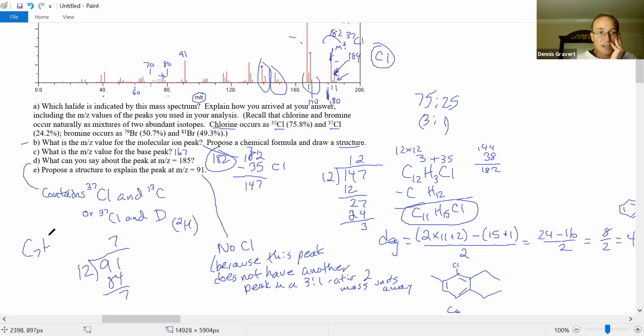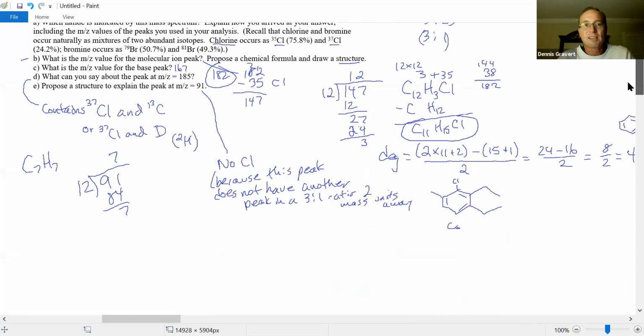So C7H7. So if I said, it looks like it's probably C7H7, now you're telling me there's no chlorine there. So good job. But you need a structure. So draw something that's C7H7 that can stabilize a carbocation. And in fact, just remember this is a fragment. So it's not the whole molecule. There's going to be a carbon missing a bond. Or in other words, there's a missing hydrogen here.